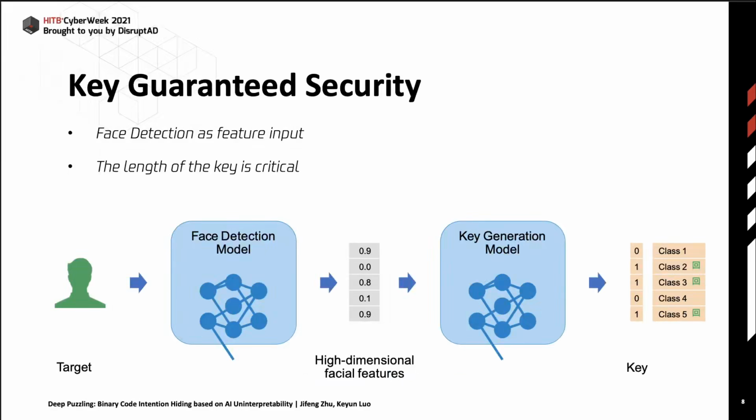This is key guaranteed security. In their approach, a face image is used as input. A detection algorithm is used to generate high-dimensional features. And a generation model is also used to build a robust key. Then this key can unlock the payload and start the attack. Therefore, the length of the key is critically important, and it is directly related to the difficulty of cracking.